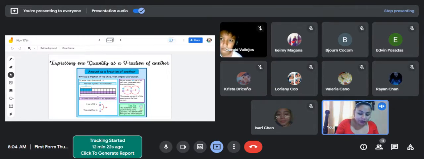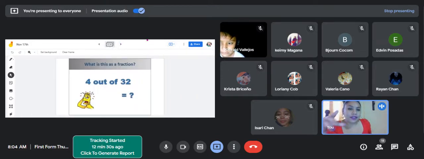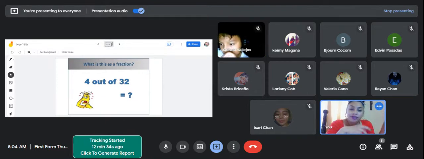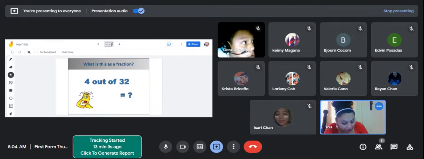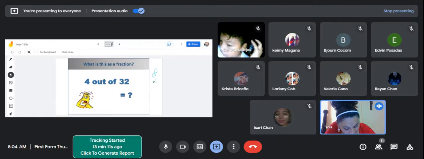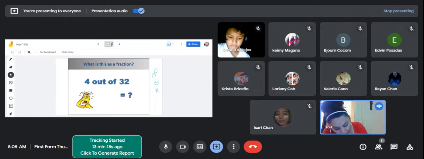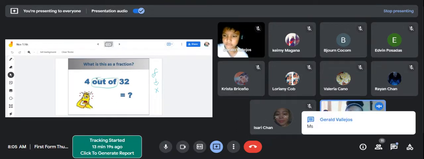So yesterday, you guys were doing expressing one quantity as a fraction of another quantity, and that's what I'm showing on the screen right now. Basically, if they ask you what is 4 out of 32, you are supposed to give me the fraction that represents. Yesterday Mrs. Katsim used a certain method to explain that, and I'm going to explain it in a different method to see which one you understand better. Whenever they tell you 4 out of 32, you had the word of. What does the word of represent? Multiplication. Very good. So I'm multiplying. When we get the word out of, it means the opposite of multiplication.